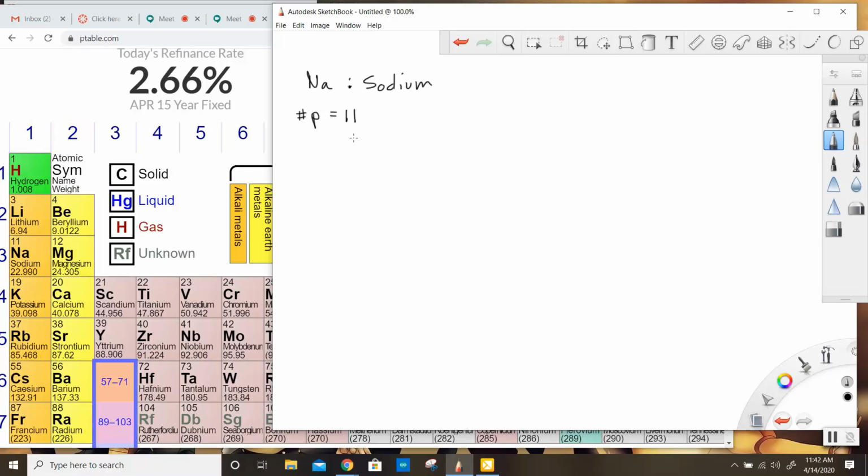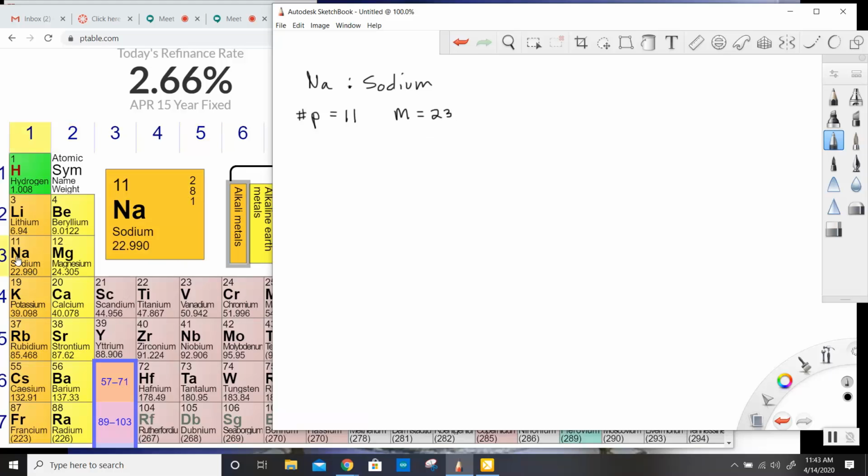Not exactly, but about. 22.99. Yes. So if you had to turn that into an integer, it would be what? 23. Right, meaning that most of the sodium atoms have a mass number of 23. There's a few of them that are lighter than that, which is why it averages out to a little less than 23. Okay.